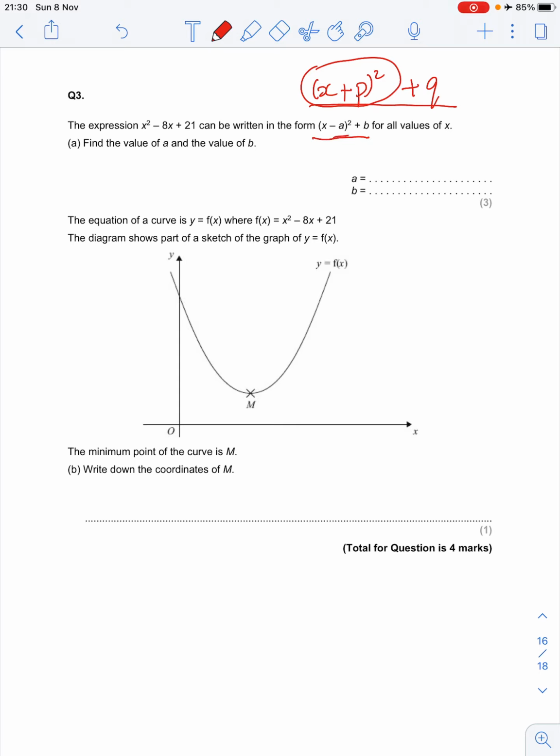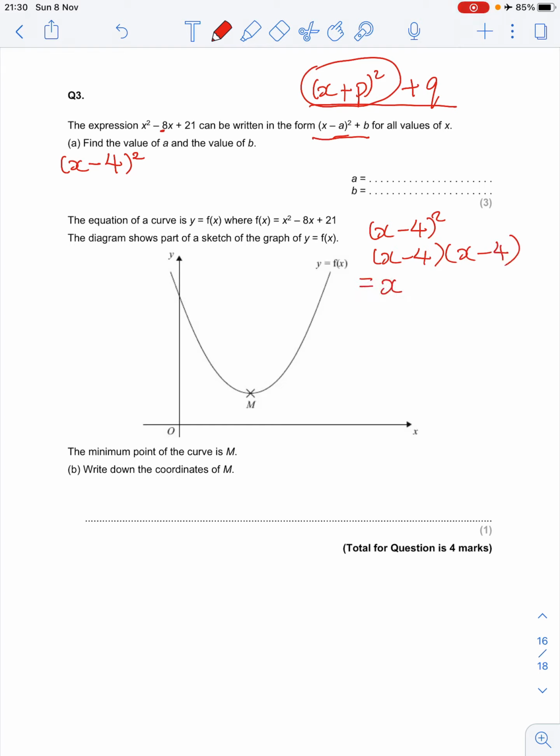So this looks exactly the same as this. So we need to have a squared term and plus a number at the end. There are two methods to do this. The first method we could do is x, then we have the b term, which is minus 4, squared. Remember how we did this. So x minus 4 squared is the same as x minus 4 times x minus 4.